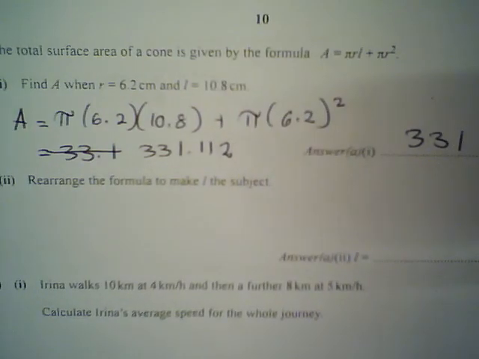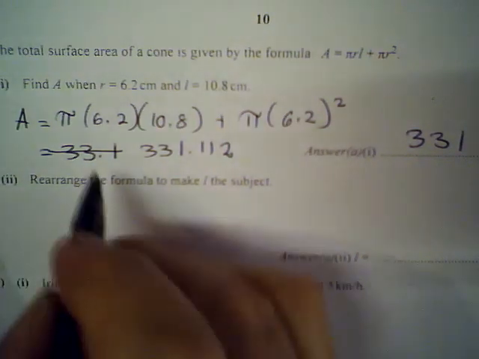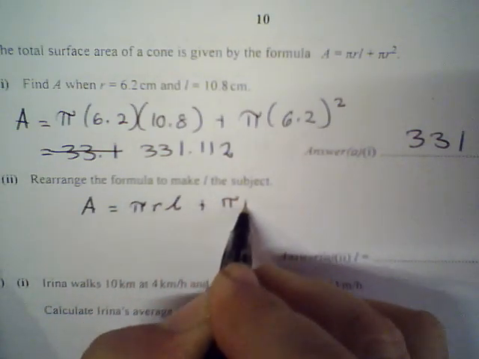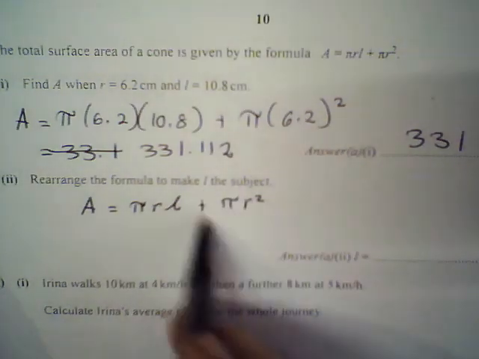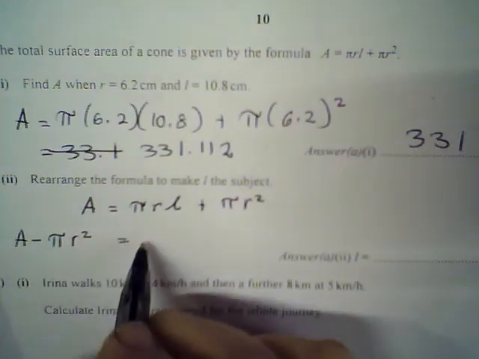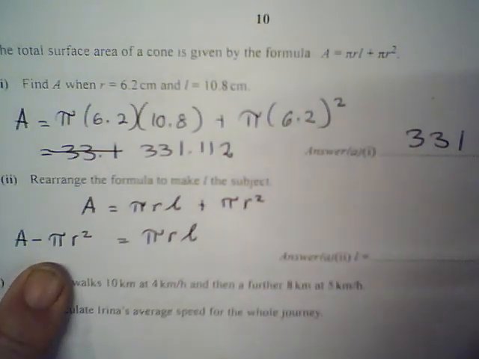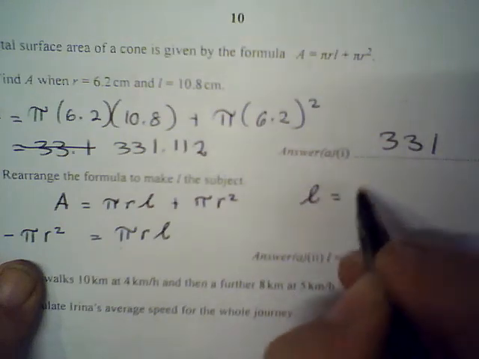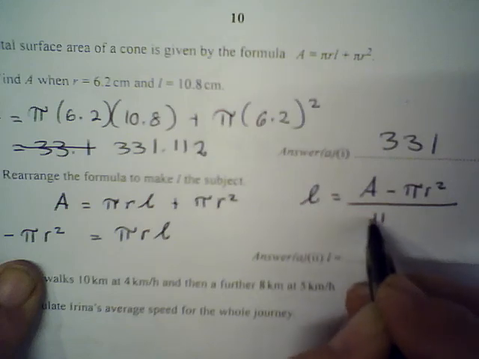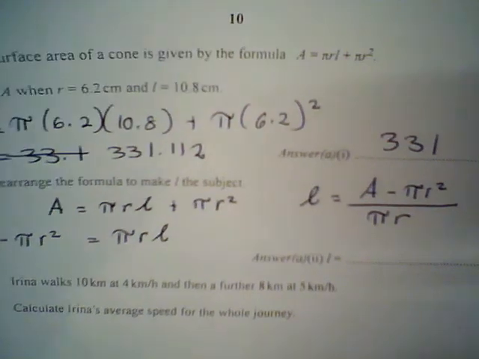Okay, then the next question is, rearrange the formula to make L the subject. Okay, so we want L all by itself. Start off with your equation. Okay, I'm going to move these terms over. So A minus pi r squared equals pi r L. Then divide by pi r on both sides. So L is by itself, A minus pi r squared over pi r, and that is my answer. Okay, and I'm not going to jot it in there, however you need to do that.